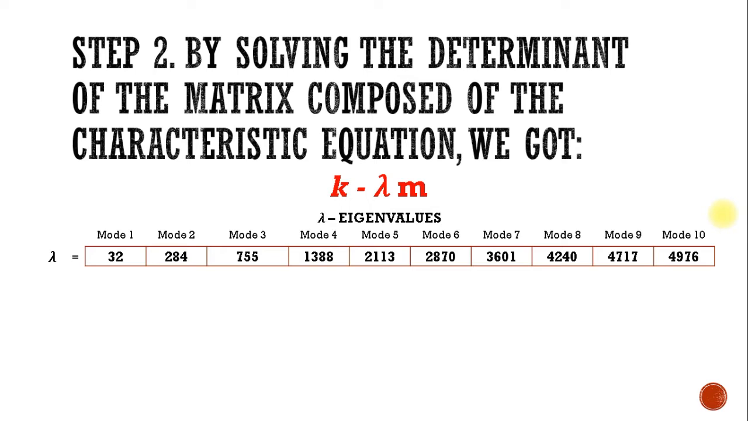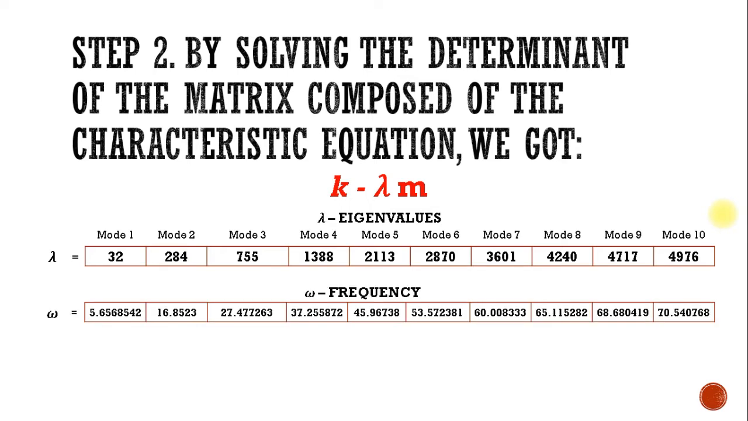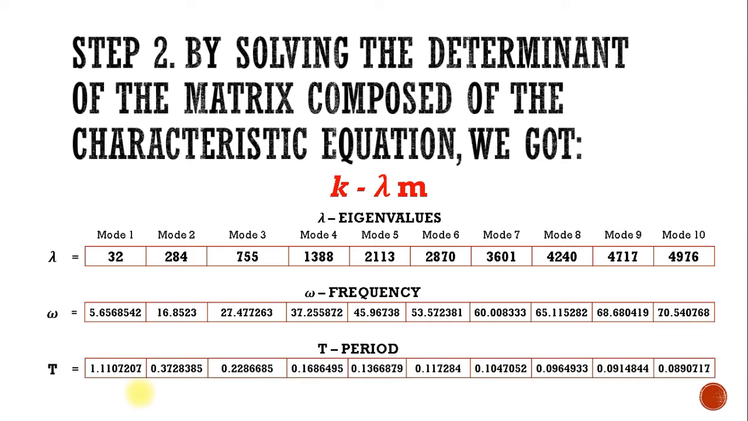And by getting the square root of these eigenvalues, we can get the frequency. So these are the values of the frequency in every mode. So for example, for mode 1, meron tayong 5.6568542 and so on. And by using the formula 2 pi divided by frequency, we can get the period for every mode. So for mode 1, meron tayong 1.1107 and so on. And sa mode 10, meron tayong 0.0890717. So these are the values that we are going to use in the next calculations.